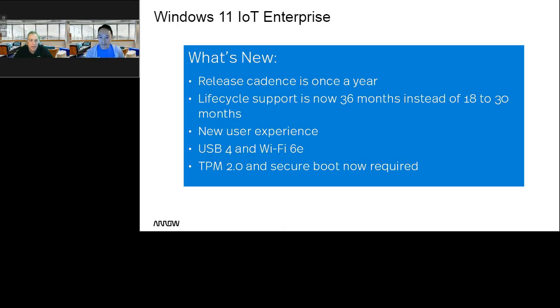So with Windows 11 IoT Enterprise, what's new is the fact that the release cadence is not twice a year; it's once a year. The lifecycle support is now a standard 36 months instead of every build being a different length, which was extremely confusing for customers. Does this build have 18 months or 30 months? The Windows 11 builds once a year, 36 months. It does have a new GUI, new user experience, some new features with USB 4 and Wi-Fi 6E, and then the controversial TPM 2.0 and Secure Boot now required. So we'll jump into that as well.